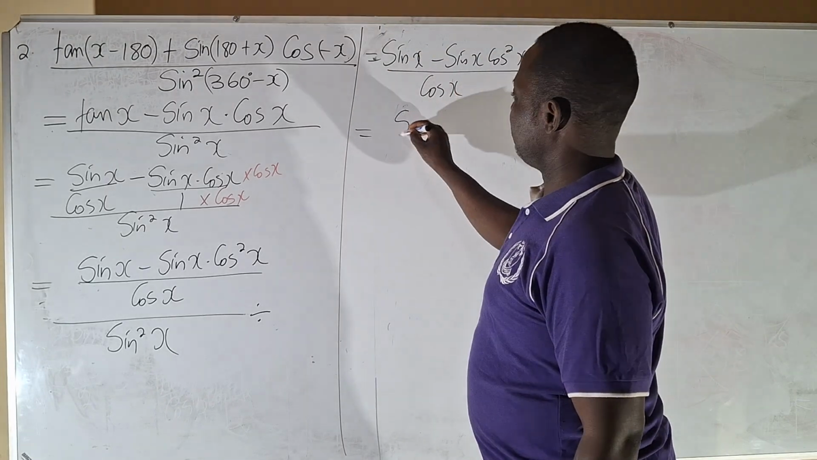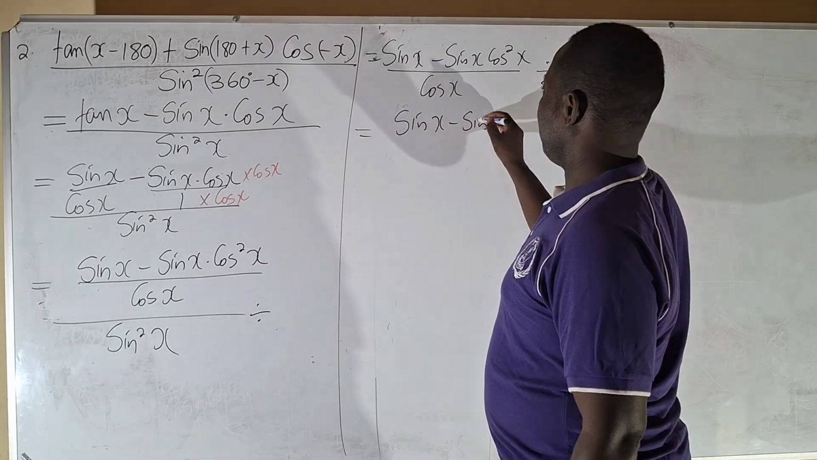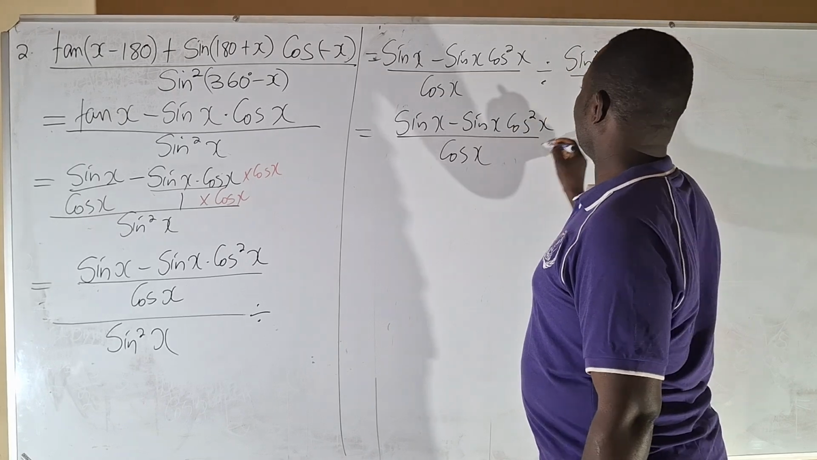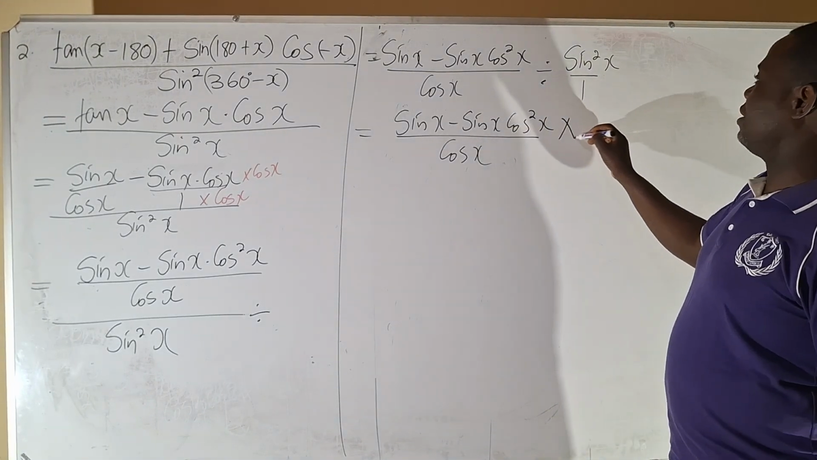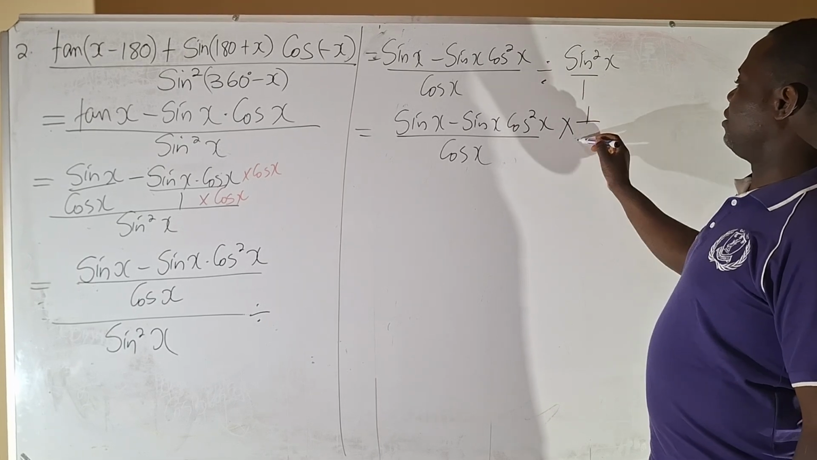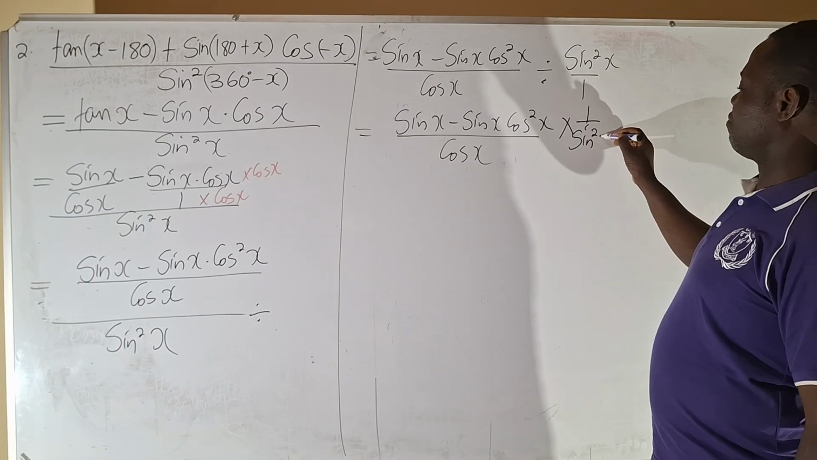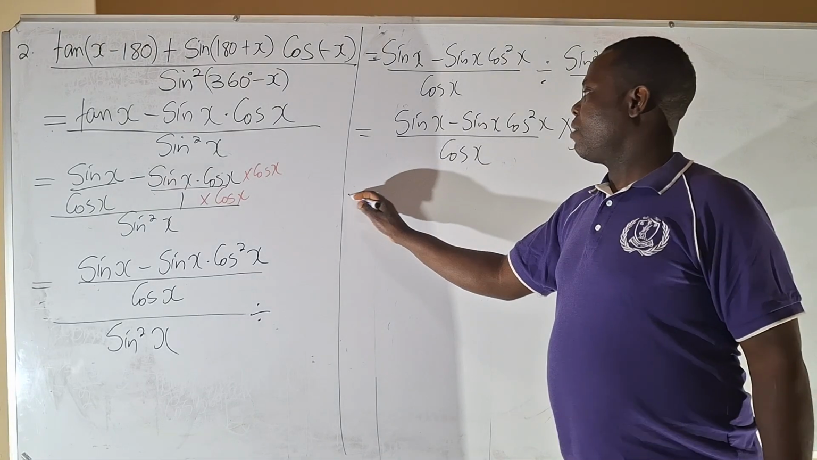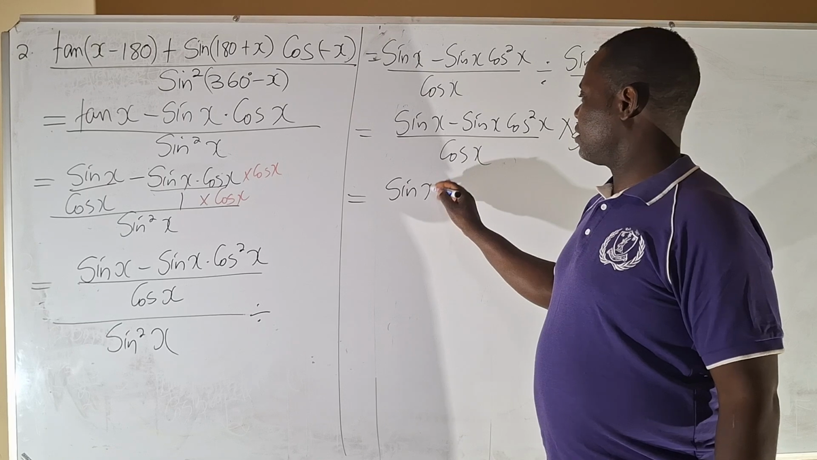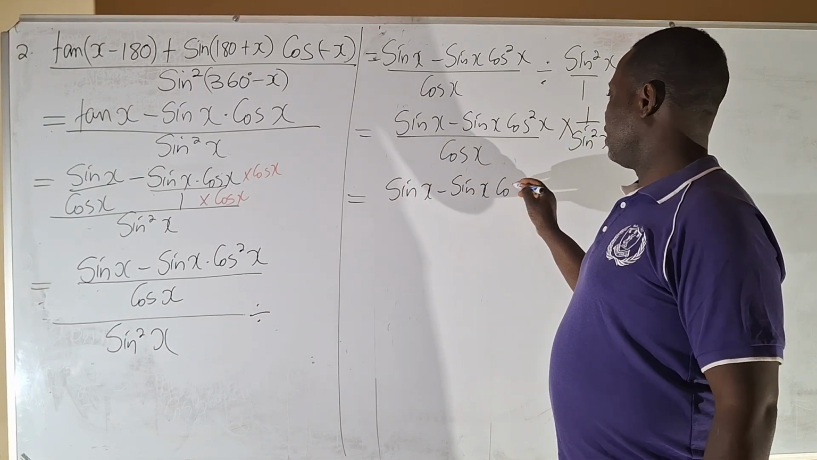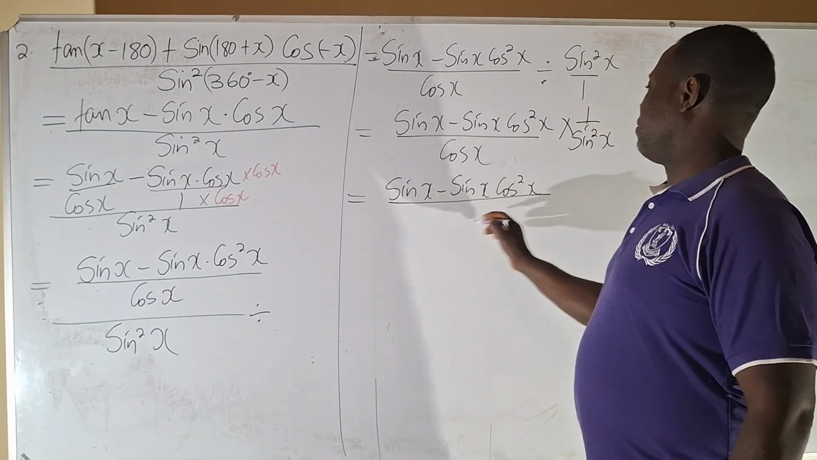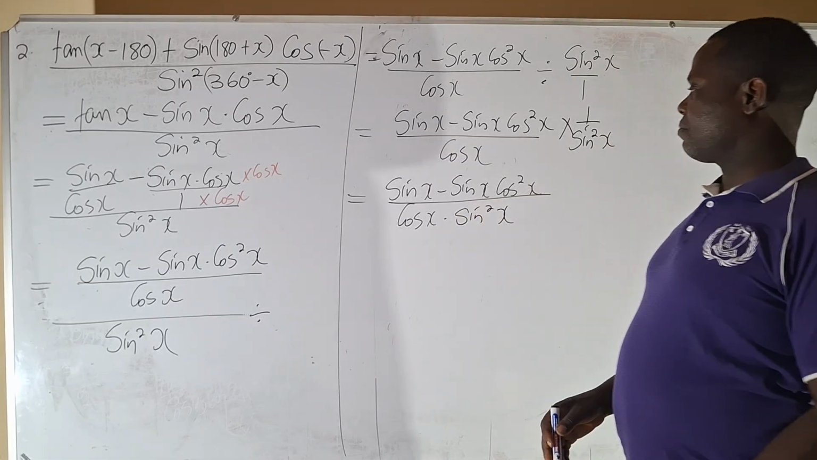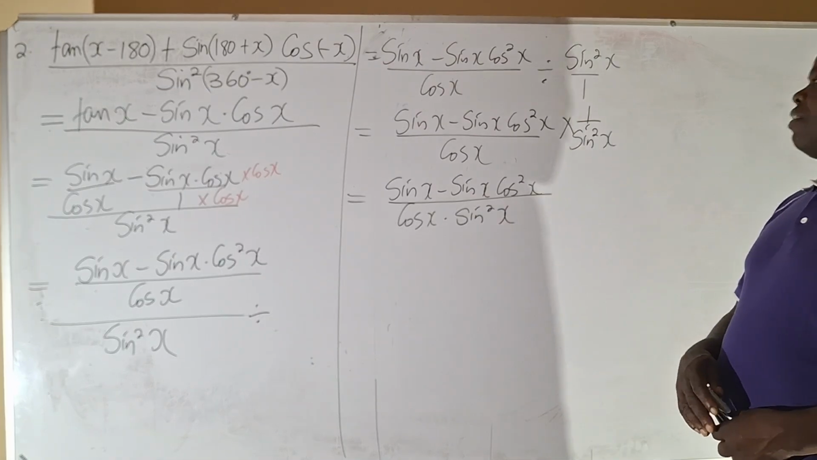So here I have the sine of x minus the sine of x multiplied by cos squared x divided by cos of x. Then when you divide fractions, you change the division to multiplication and you swap the fraction. Sine squared x over 1 will become 1 over sine squared x. That is my expression. Then I can now say this is equal to the sine of x minus the sine of x times cos squared x divided by the cos of x multiplied by sine squared x. That is our expression going forward.